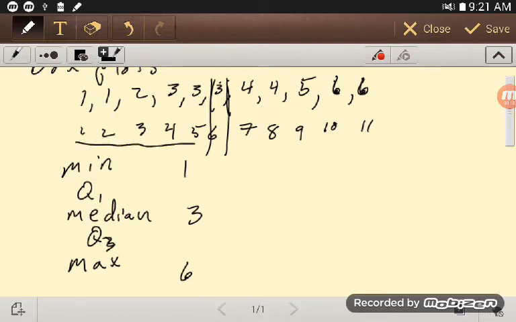So for Q1, I need to find the median here. There's the median. Okay, I had 5 numbers. I take the middle number. So I find the middle number there. That's a 2. And over here, the middle number on the right is 5. So there is my 5-number summary.